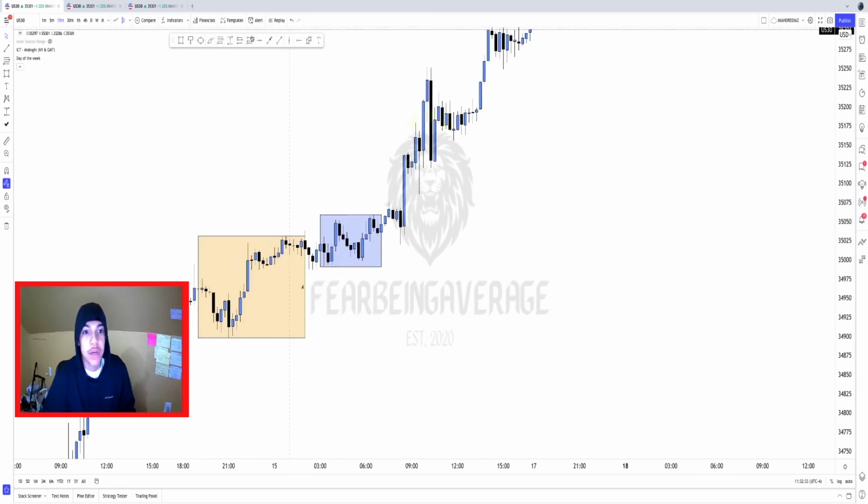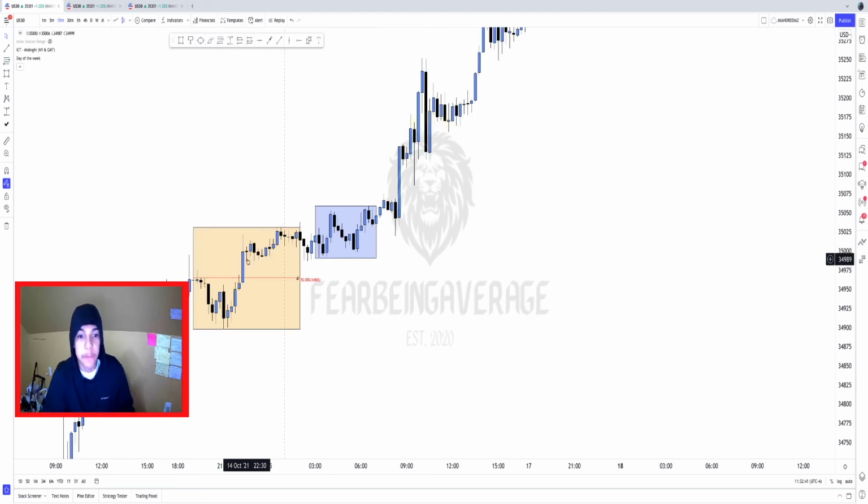So what happened during the Asian session? You can see that Asian session tends to consolidate. So that's why we don't trade it. We look for reactions off of this Asian session. So for here, you can see price was consolidating. It was even consolidating during the London session.